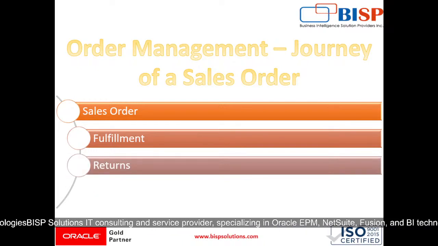Then comes our returns, which is handling the product returns. If Sita receives the laptop but finds it defective, she may decide to return it. What will happen in the system? A return authorization, which is RA, is created, allowing Sita to send the product back. Once received, the system processes a refund or replacement based on the policy.